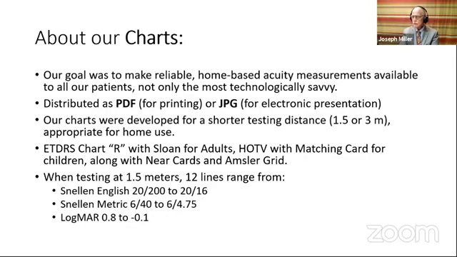We recognize that most homes don't have 10-foot lanes and that the rooms need to be shorter, so we developed it for a test distance of 1.5 or 3 meters and implemented the ETDRS R chart, the refraction chart, for adults, and a similarly designed HOTV chart in ETDRS format with a matching card for children, and designed it for an optimal test distance of 1.5 meters, which corresponds to English 20/200 to 20/16 or metric 6/40 to 6/4.75.